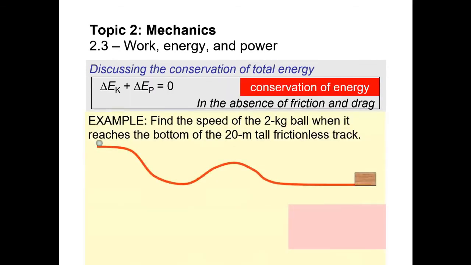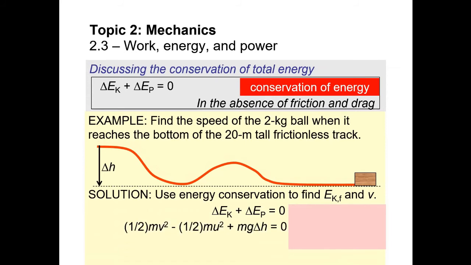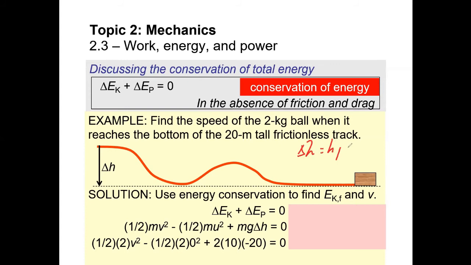Find the speed of the 2 kilogram ball when it reaches the bottom of the 20-meter tall frictionless track. Use energy conservation to find the final kinetic energy and velocity. Change in kinetic energy plus the change in potential energy equals 0. Change in kinetic energy is the final kinetic energy minus the initial kinetic energy. And the change in potential energy is mass times acceleration due to gravity times the change in height. Final kinetic energy is 1/2 times the mass times velocity squared, minus initial kinetic energy, which equals 0. Gravitational potential energy is 2 times acceleration due to gravity, which is 10, times the change in height, which is final height minus initial height.